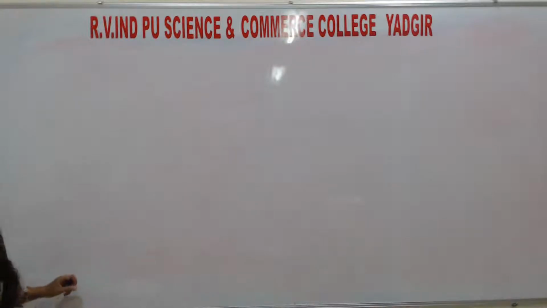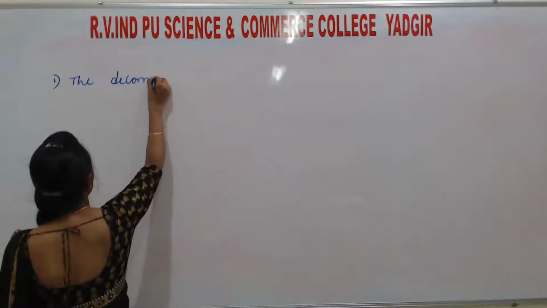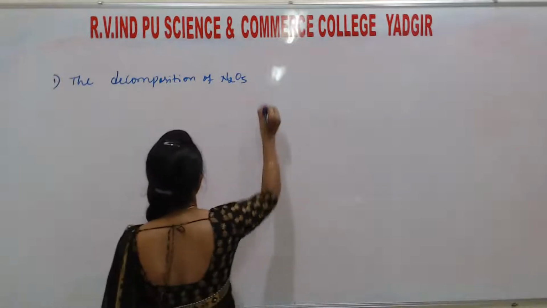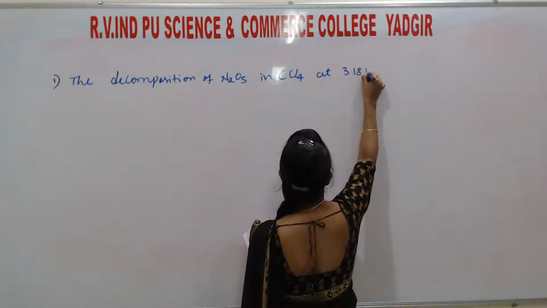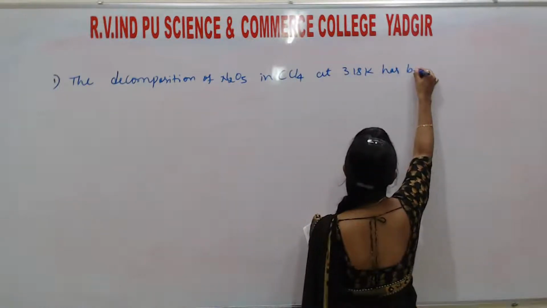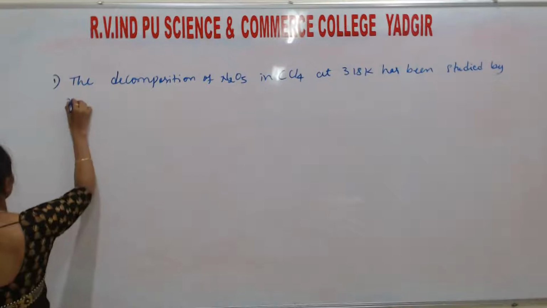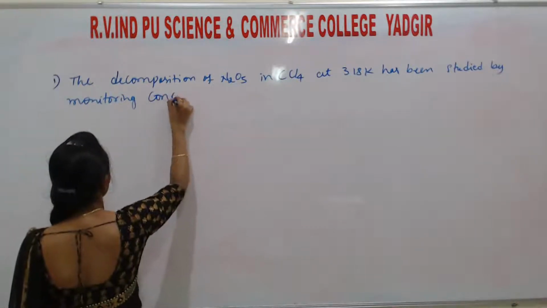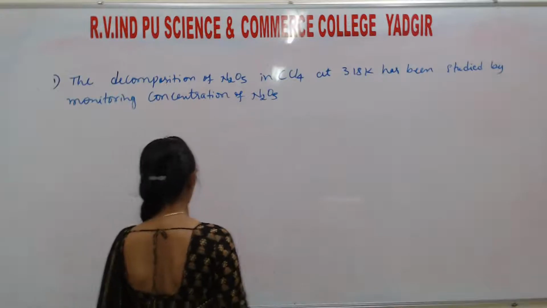So we will discuss the problem. First one. The decomposition of N2O5 in CCl4 at 318 Kelvin has been studied by monitoring concentration of N2O5 in the solution.